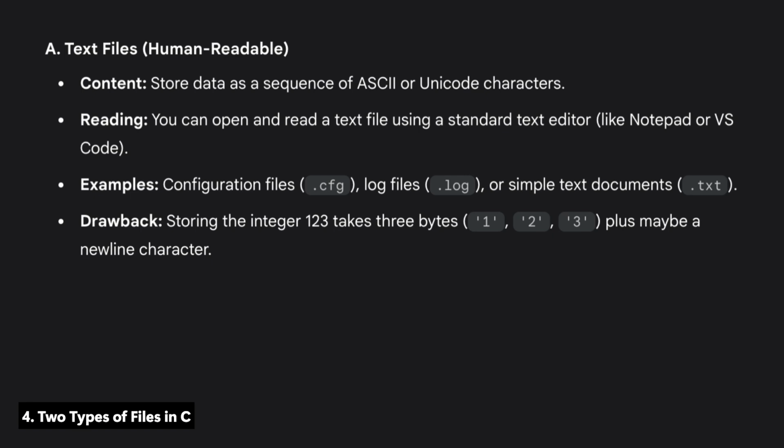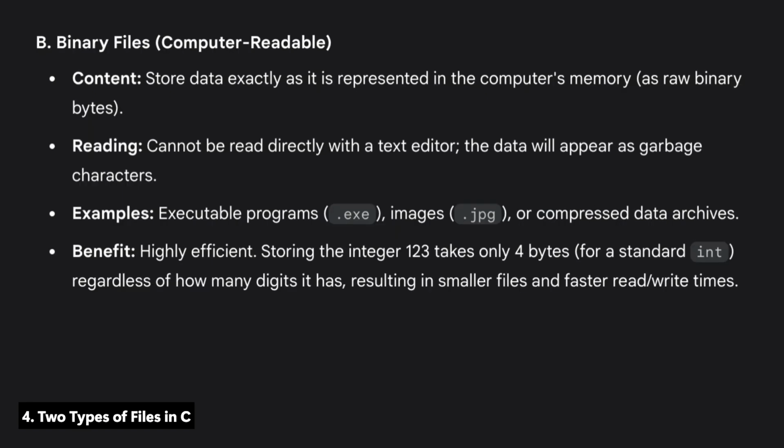Drawback: storing the integer 123 takes 3 bytes, 1, 2, 3, plus maybe a new line character. B. Binary files, computer-readable. Content: store data exactly as it is represented in the computer's memory, as raw binary bytes.